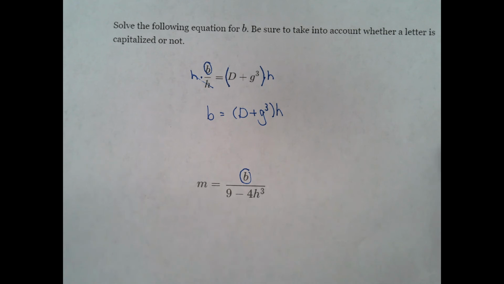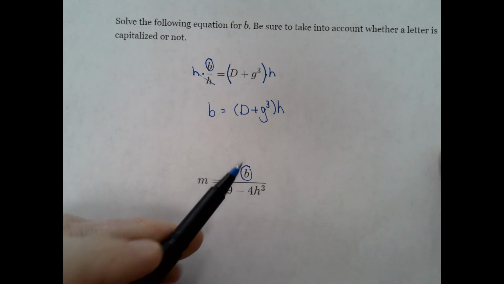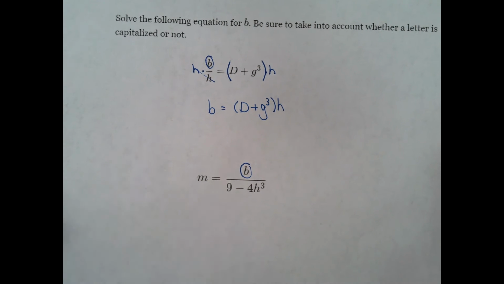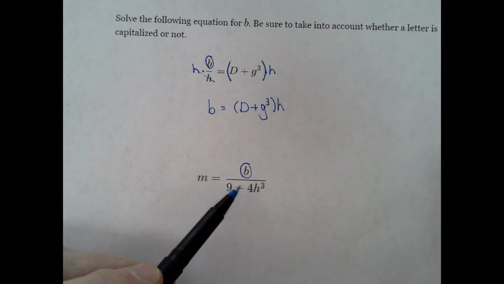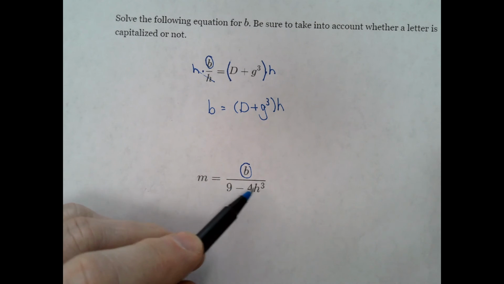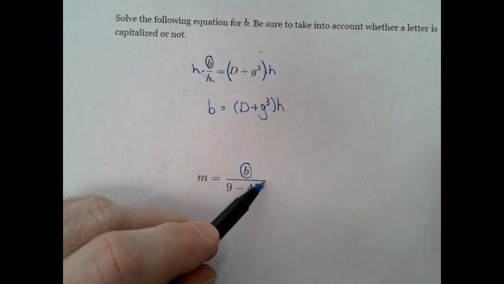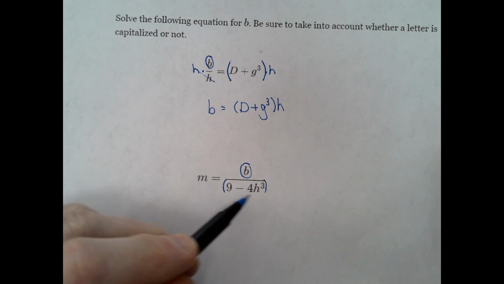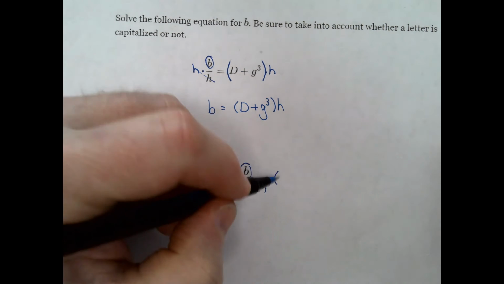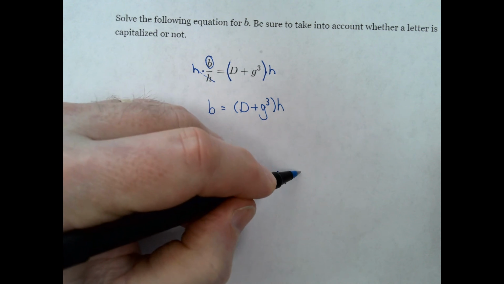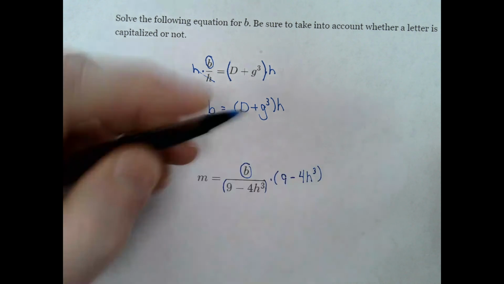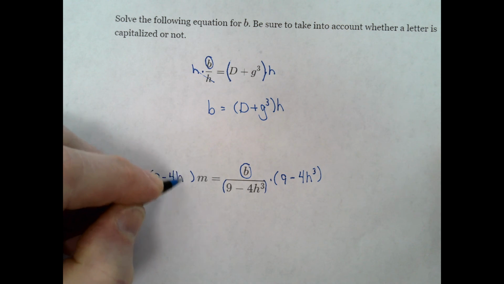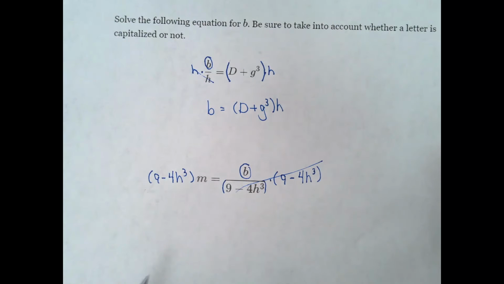Next, on this one, I'm supposed to get B by itself. So when it's all said and done, everything else is gone from this side of the equal sign. And so what I'm going to do is say, look, it's being divided by this big mess. So to undivide by that big mess, I'll multiply by that big mess. And I'll just do that over on this side as well. And then I'm finished. So there's my answer.